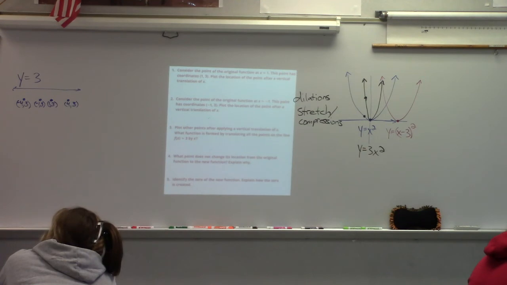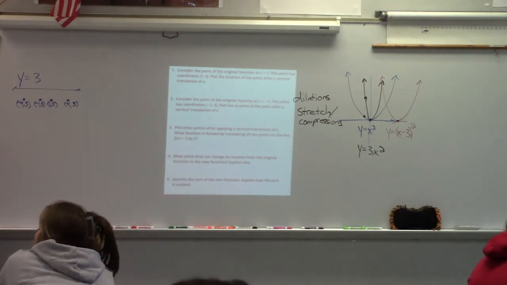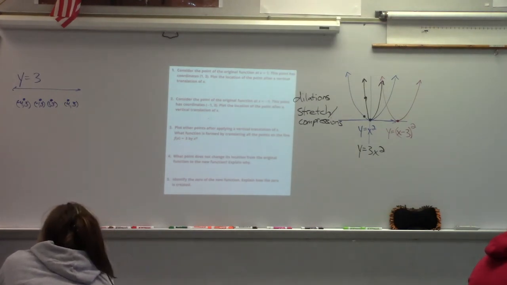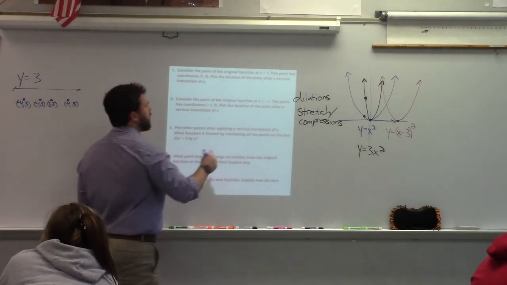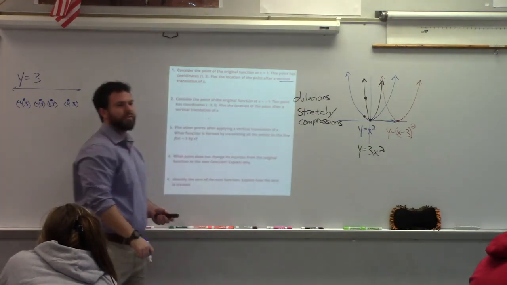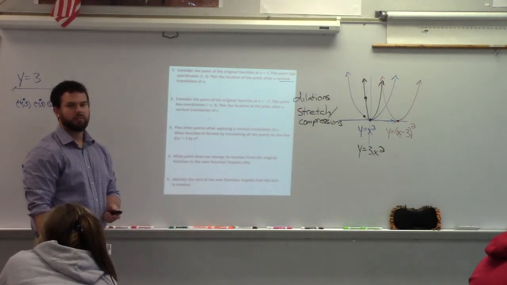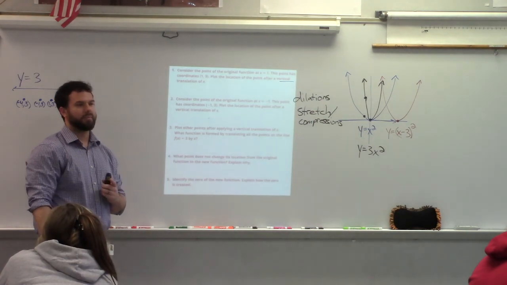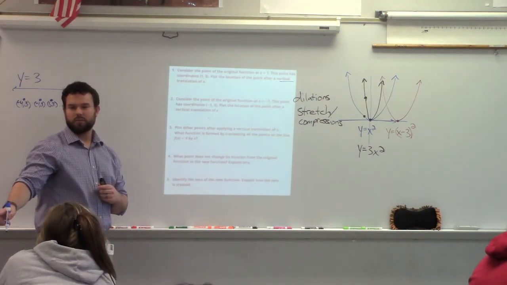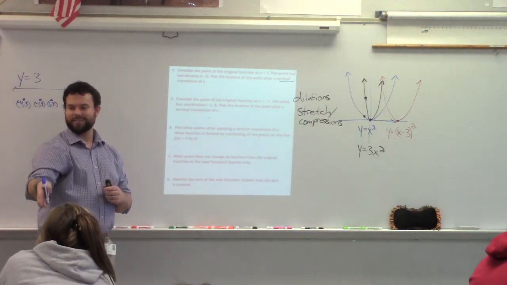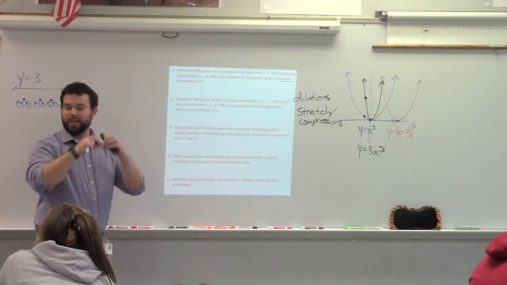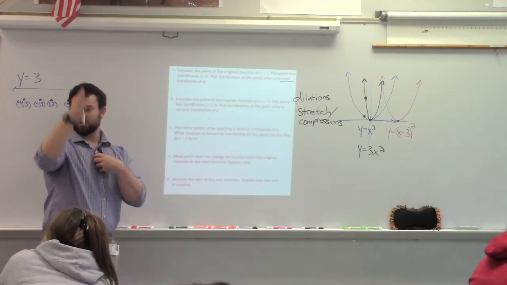So, number one. Consider the point of the original function at x equals 1. This point has coordinates 1, 3. Plot the location of the point after a vertical translation of x. So, a couple of details. If it's vertical, which variable is that going to affect? Which one is it? I heard y, but I heard x. If it's going up and down, that's y, isn't it? I know, but we're taking that horizontal line and we're vertically translating it, right?